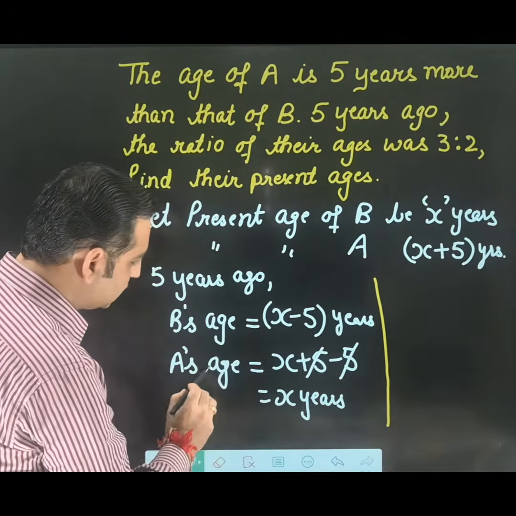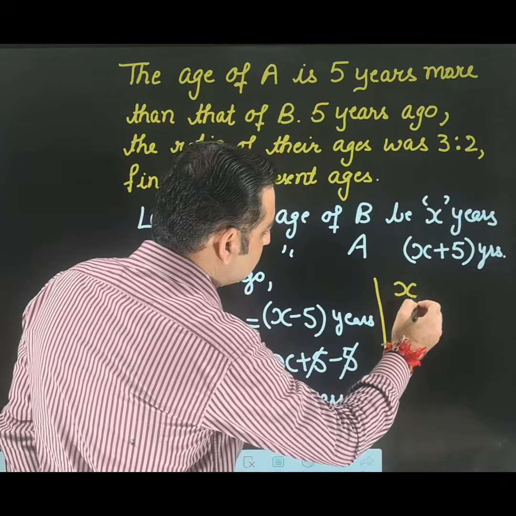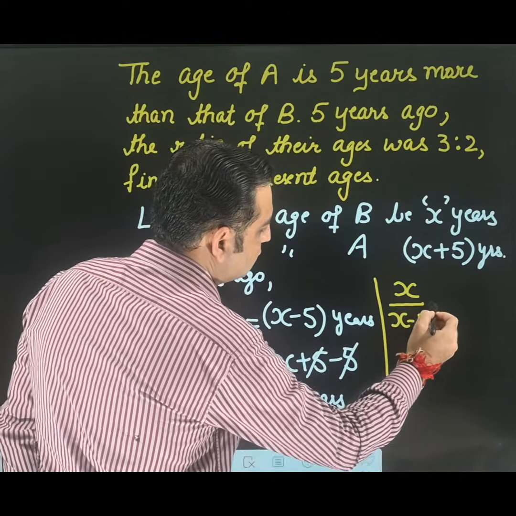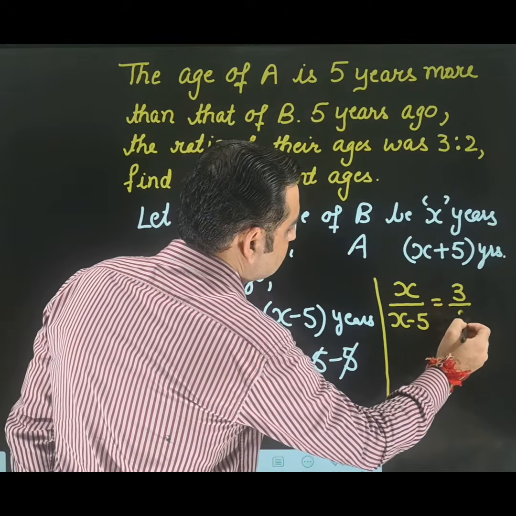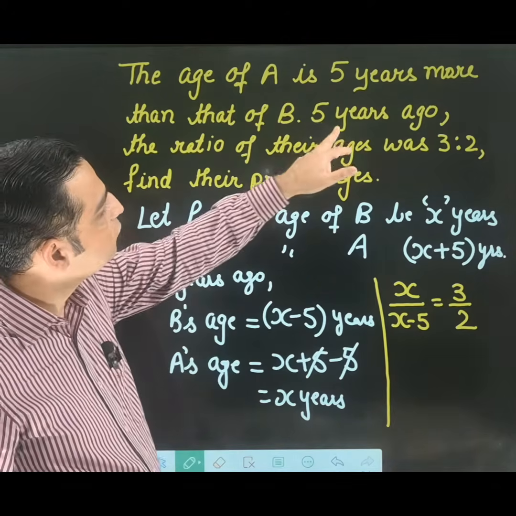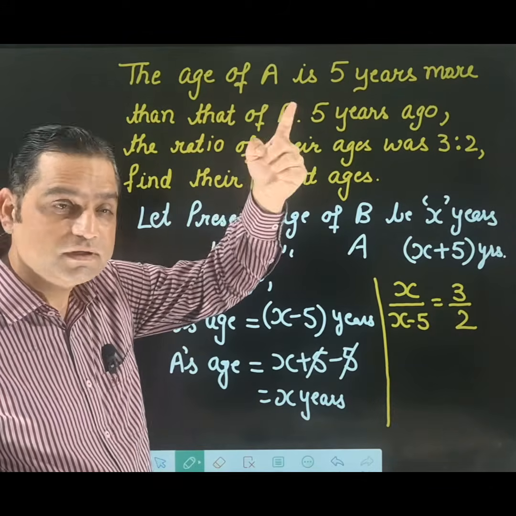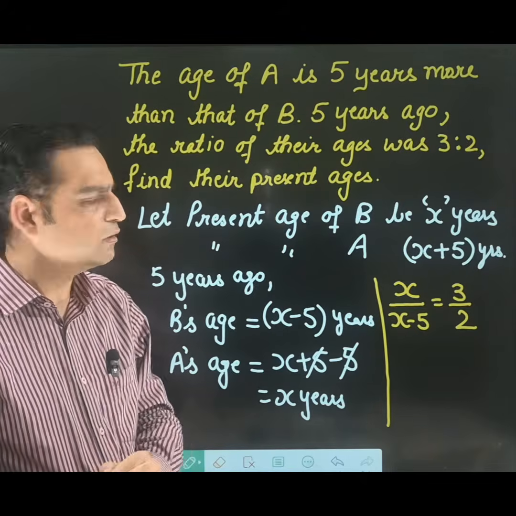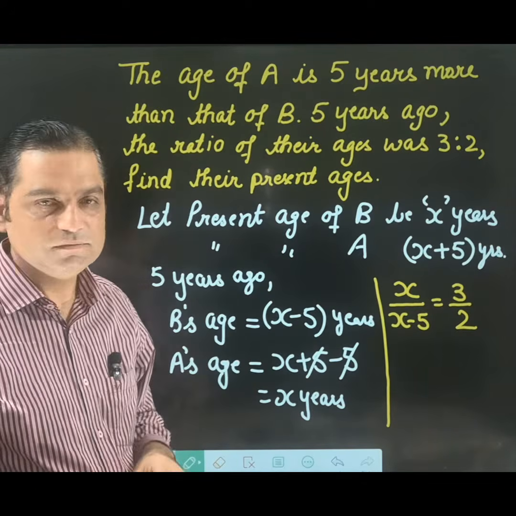5 years ago, what was A's age? It was x. And what was B's age? It was x minus 5. And this ratio is given as 3/2. You can read the statement once again. 5 years ago, whatever their age was, their ratio was 3:2. We just need to simplify this equation.